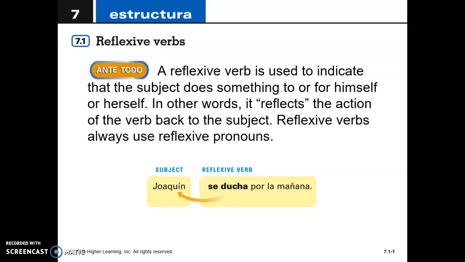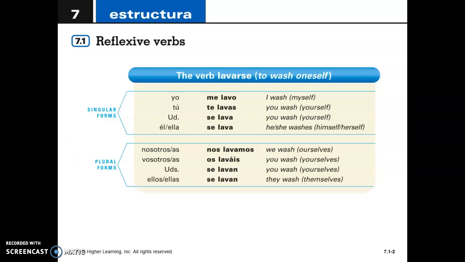I'm going to give you some more examples so you guys see what I mean by this. Joaquín se ducha por la mañana. He is taking a shower. Okay? Joaquín is performing the action on himself. If you pay attention here, we are going to see that we are going to have me, te, se, nos, os, and se over here as well.